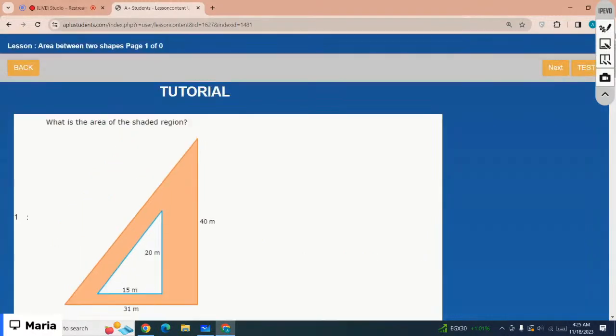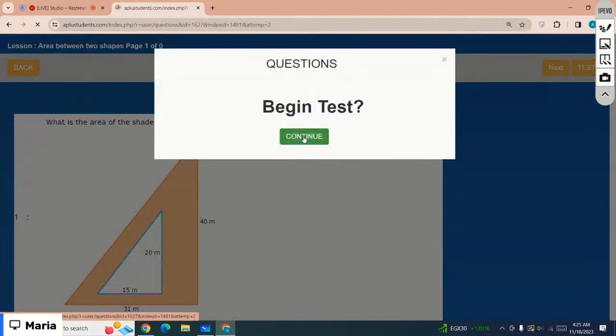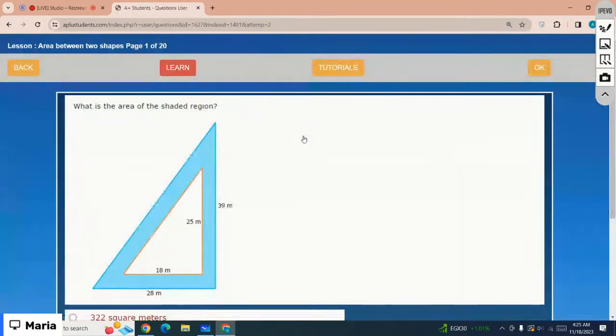Let's just start with the practice questions. Okay, what is the area of the shaded region? You can calculate and write the answer in the chat box. You know what to do and how to do it. Okay, let's just see which is the correct option.